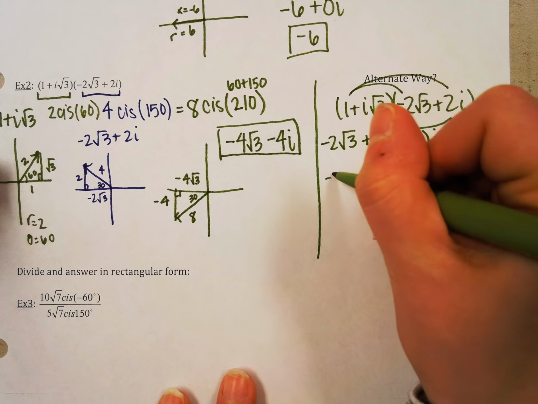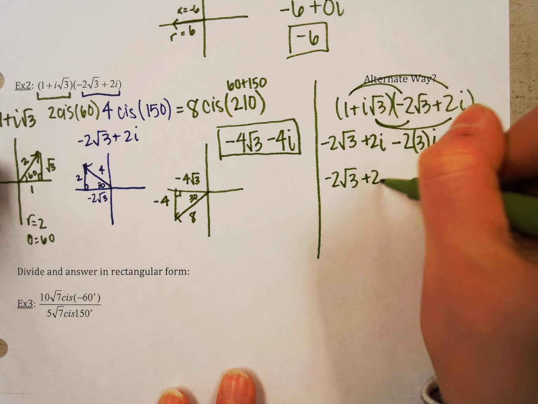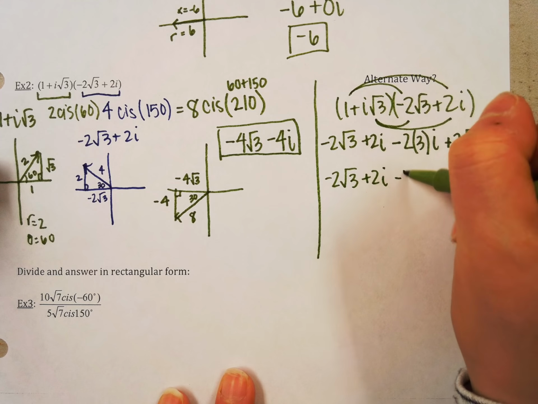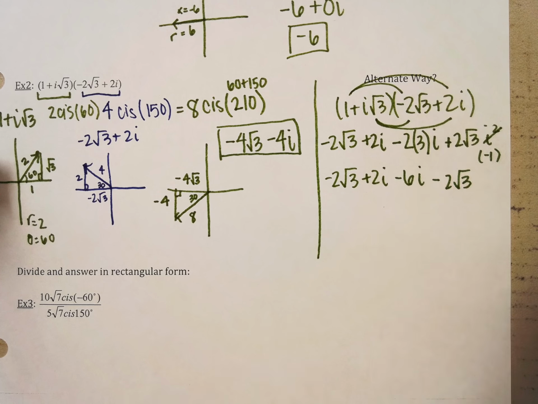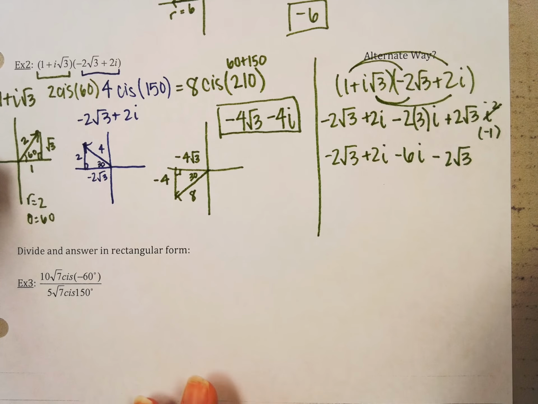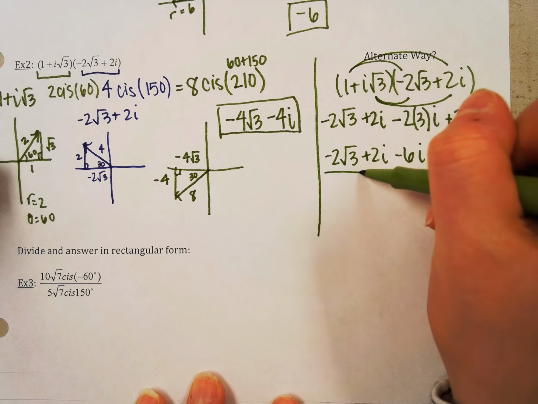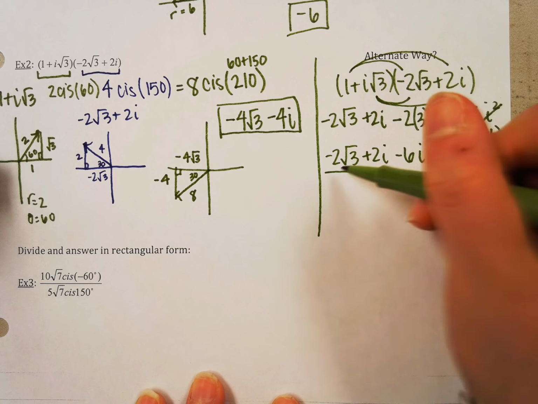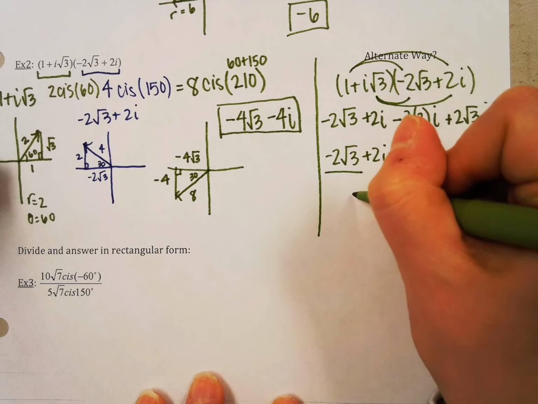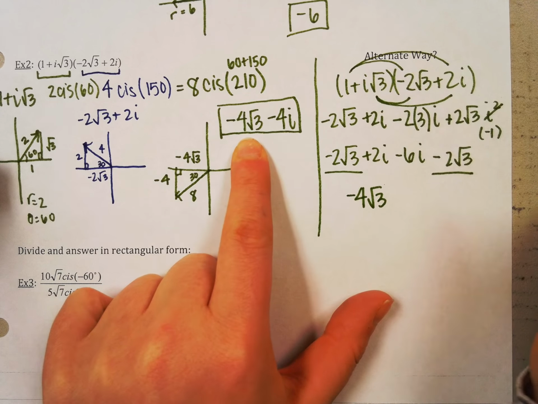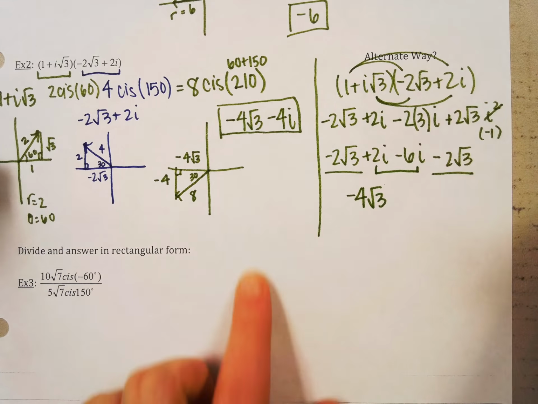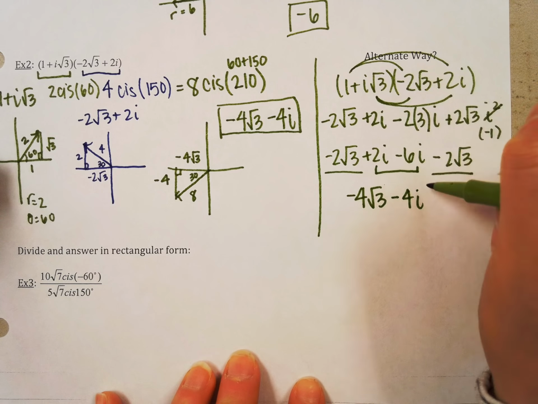So I'll simplify that. I have negative 2 root 3 plus 2i minus 6i. And then i squared we know is negative 1, so minus 2 root 3 here at the end. And then we're just going to combine all of our real components and our imaginary components. So here's my real components. Negative 2 root 3 minus 2 root 3 is negative 4 root 3, which is what we have here, so that's a good sign. And then 2i minus 6i is negative 4i.